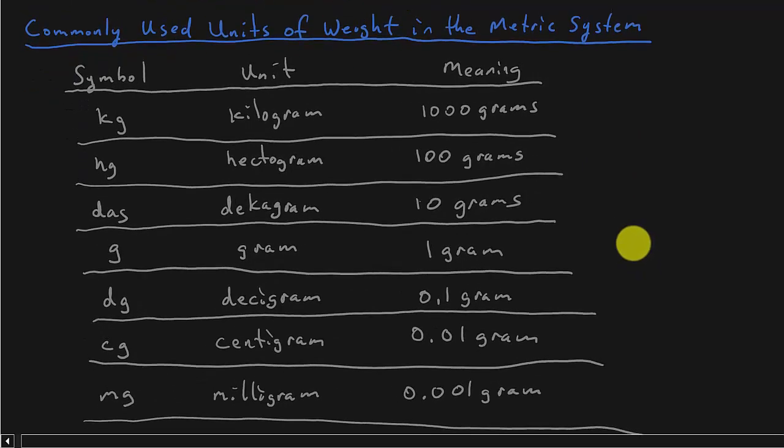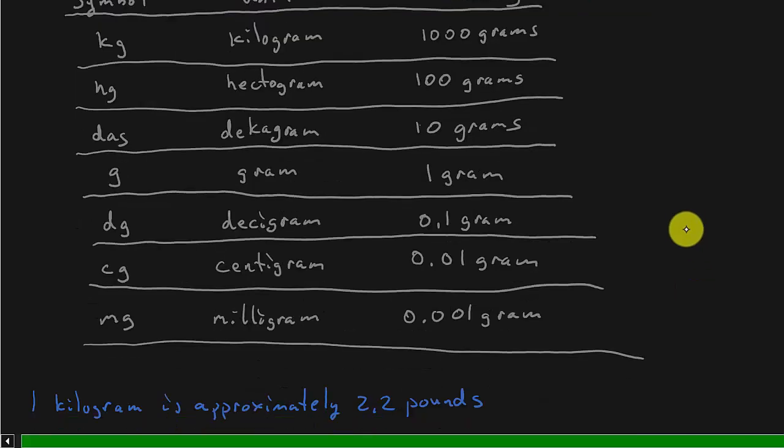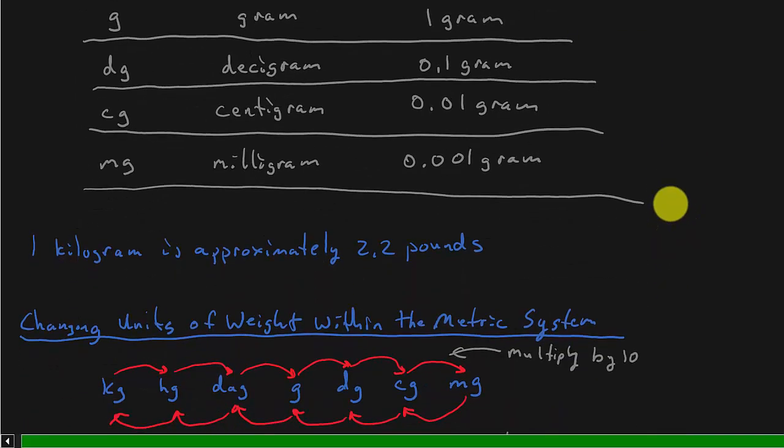Commonly used units of weight in the metric system. I'm not going to read through all of them, but we've got kilograms, hectograms, decagrams, gram, decigram, centigram, milligram. The kilogram is 1,000 grams, hectograms 100 grams, and so on. Also we have a conversion here: 1 kilogram is approximately 2.2 pounds. That would tell us how to go from kilograms to pounds.